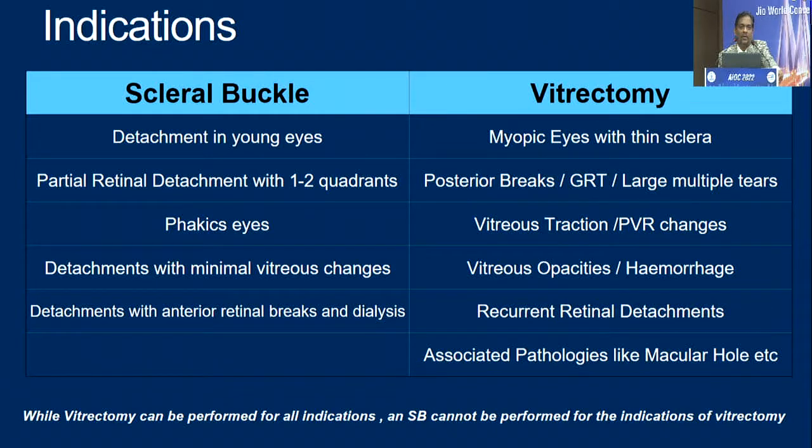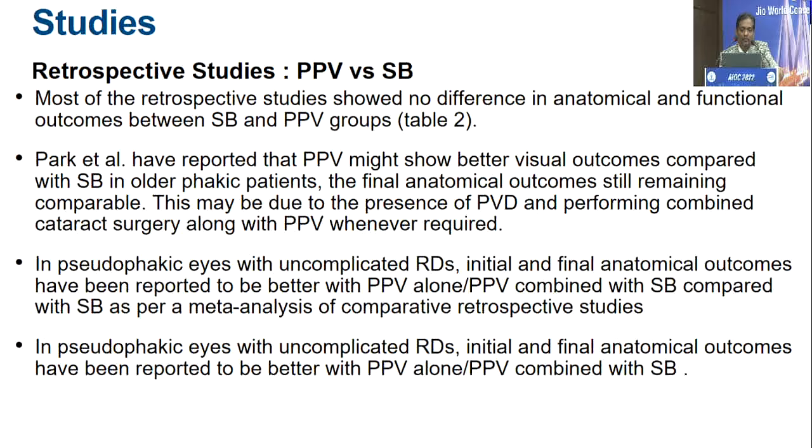When you go for vitrectomy, you would prefer it in myopic eyes with thin sclera, because it's difficult to do a buckle in a very thin sclera. Posterior breaks, giant retinal tears, wherever there is a lot of traction, a vitreous hemorrhage or opacity where you cannot see the retina very clearly, or recurrent retinal detachments, PVR, you can't do a buckle. While vitrectomy can be performed for all indications, scleral buckle cannot be performed for the indications of vitrectomy, and that is fair and simple for us to know.